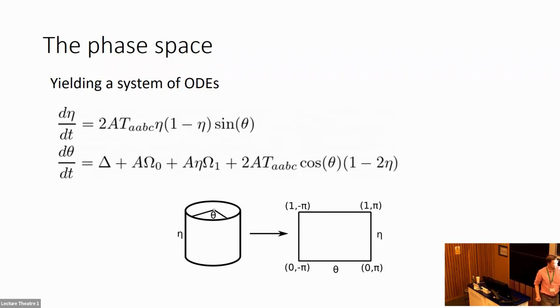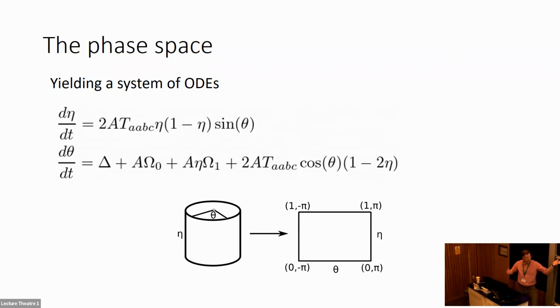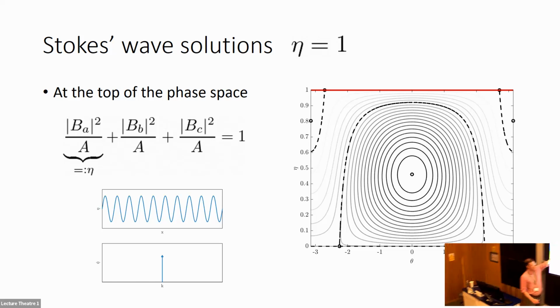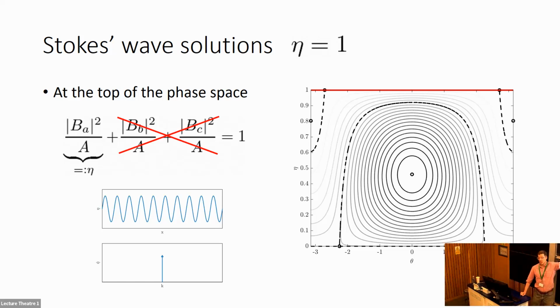Truncated cylinder, so here's theta, the dynamic phase variable, and eta, which is energy exchange going from one mode to the other modes. Say in this case, from carrier to sidebands, but you can also look at other scenarios. So what does the phase plane look like? On the top is where the Stokes waves live. Here I've written this, which is just conservation of wave action. Eta is the first term here. So if eta is equal to 1, that means there are none of the sidebands. All of the energy is in the Stokes wave. That's the top of the phase plane at eta equals 1. And here's the eta variable.